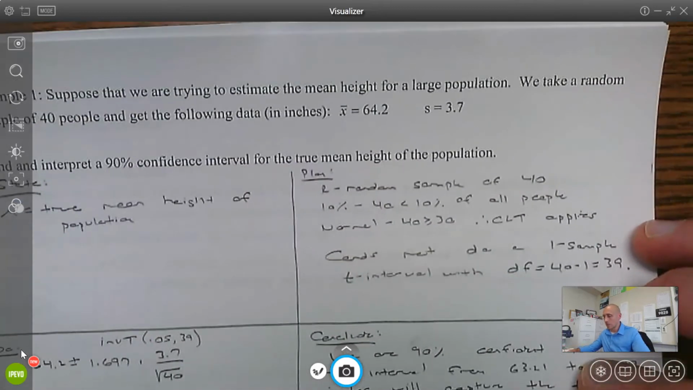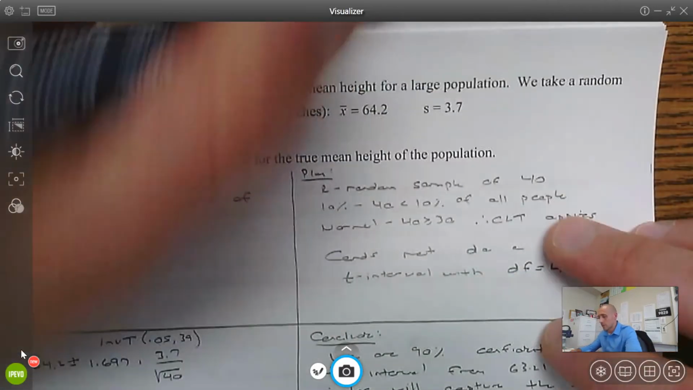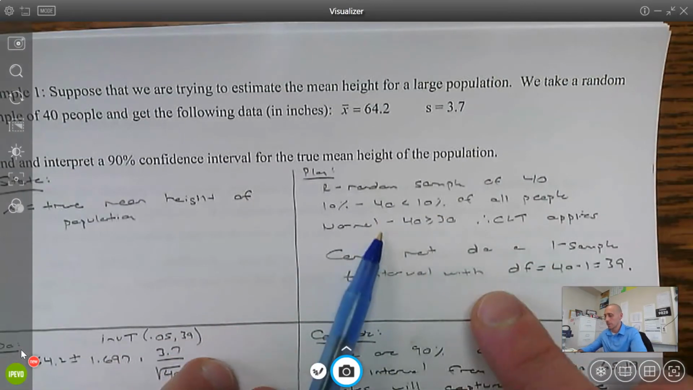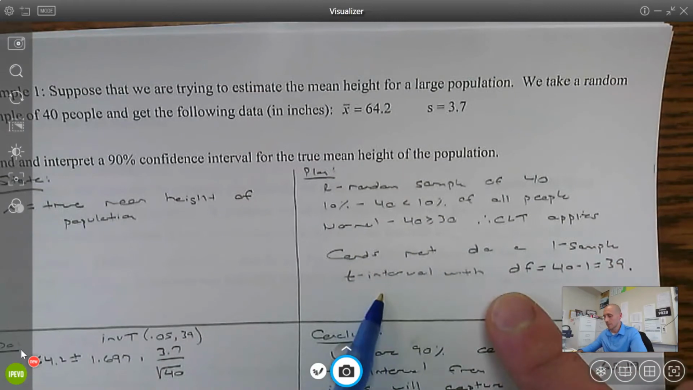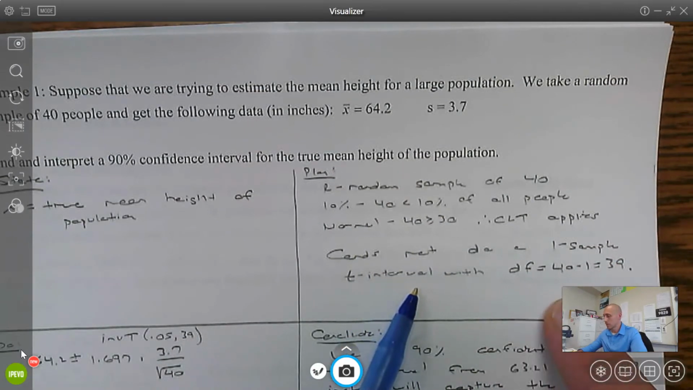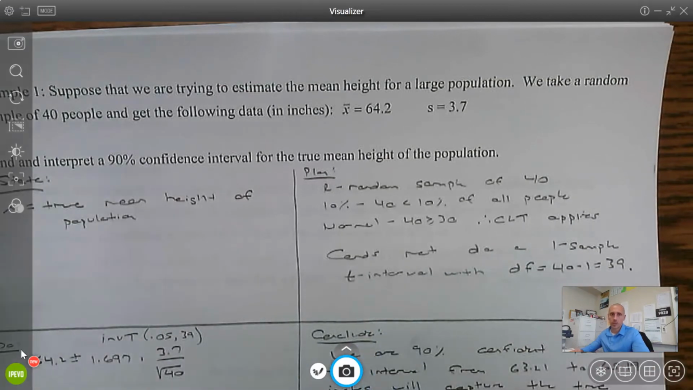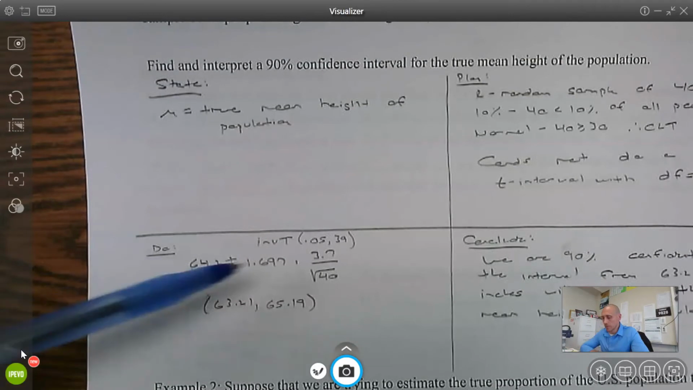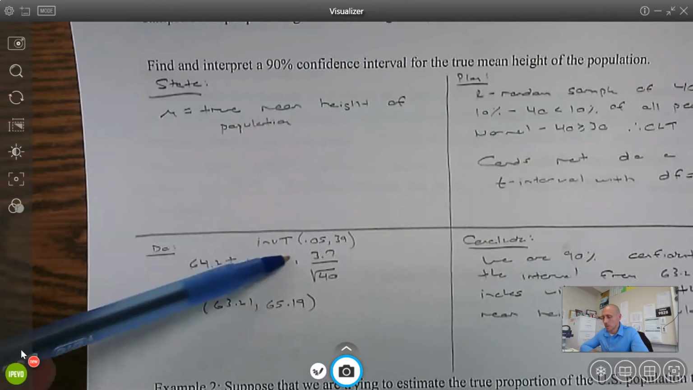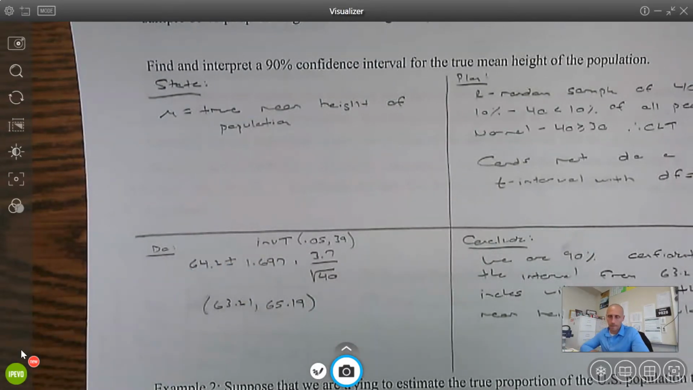CVS, checking the random sample. It's a random sample of 40. 40 is less than 10% of all people. The central limit theorem applies. Conditions met. We're going to do a one sample t interval. Degrees of freedom are 39, sample size minus 1. For the do step, they gave you the summary statistics, your sample mean and your sample standard deviation. You needed to figure out the critical value.